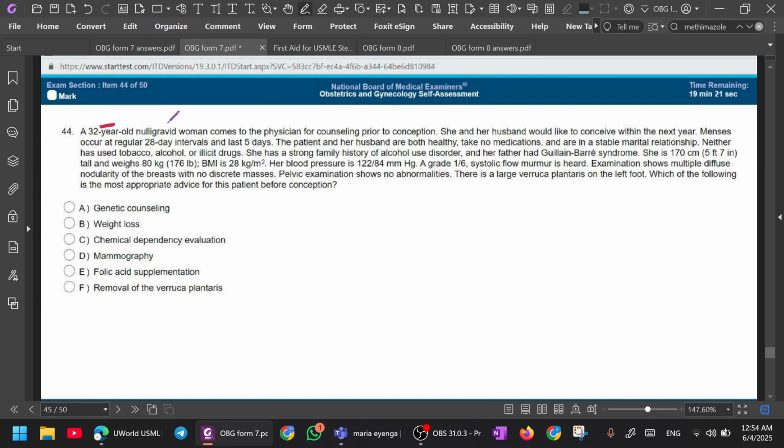A 32-year-old newly gravid woman comes to the physician for counseling prior to conception.